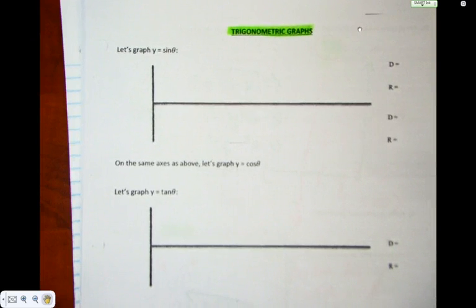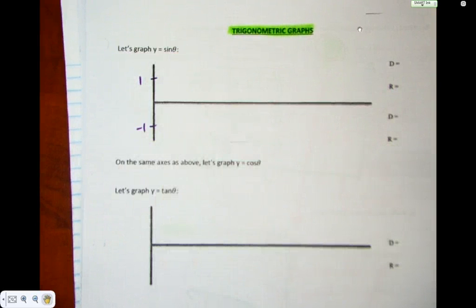1 unit high, 1 unit wide, 1 unit long, right? Radius of 1. What that means for the y is we only need 1 unit because it's not going to go higher than 1 and it's not going to go lower than -1. That's why it's a fairly short y-axis.